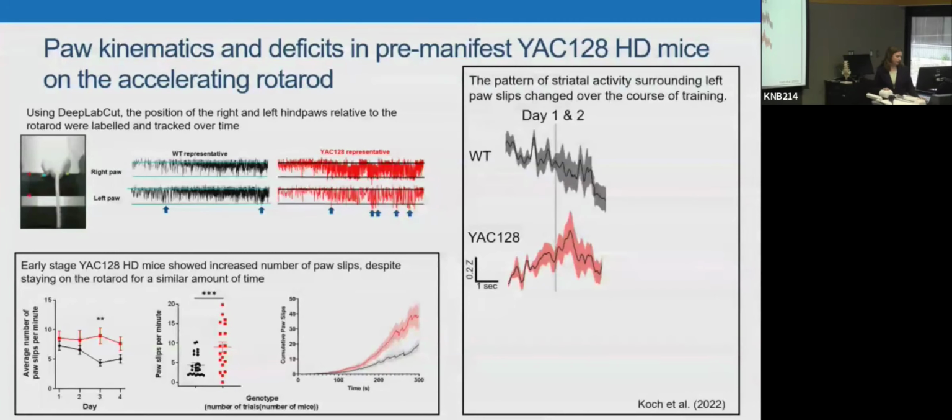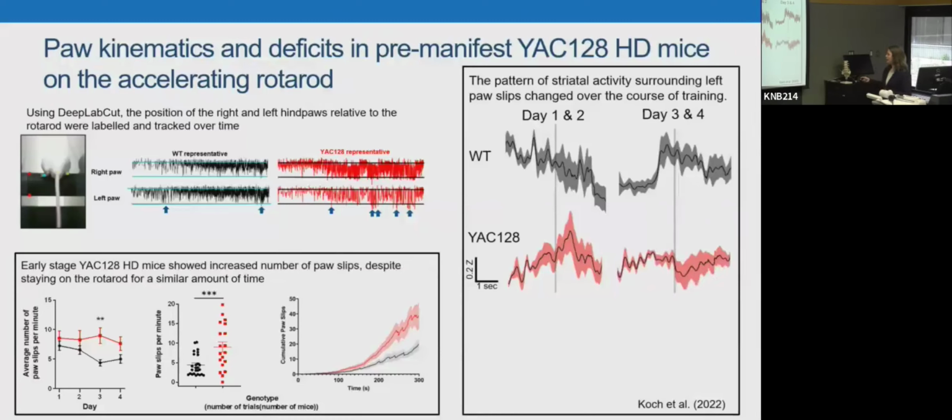And then it gets really interesting when we look at 3 and 4. So later on in training, when they've learned the task, the wild type mice show this increase in activity right before their paw slips below the bottom of the rotor rod, that then reduces after that. And this is a very consistent result surrounding the paw slips in wild type animals.